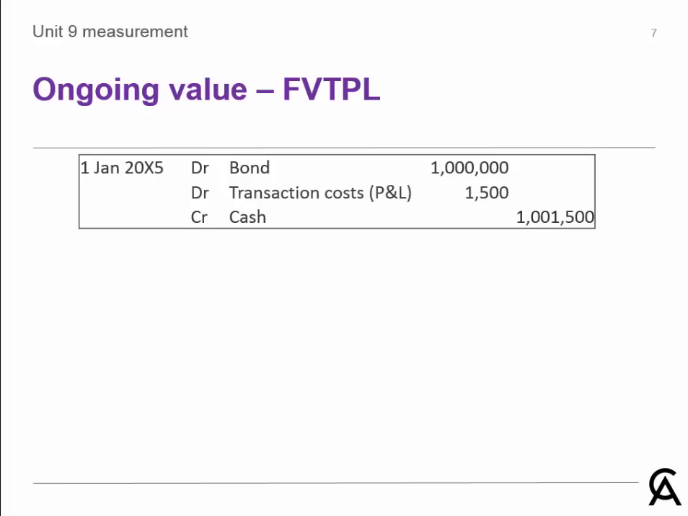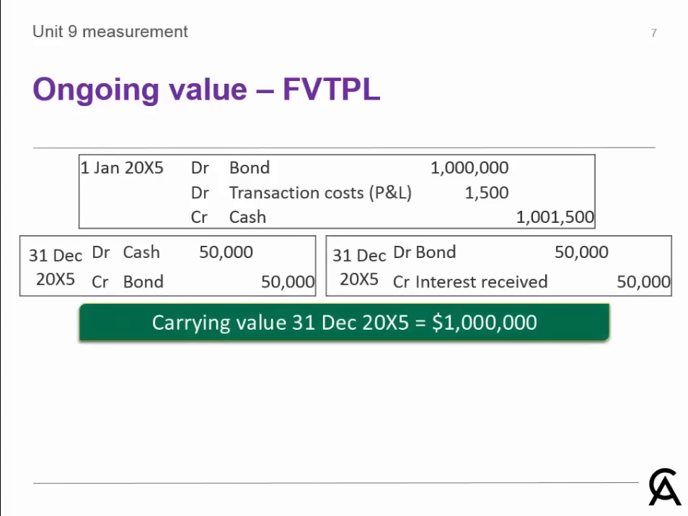This will mean that the effective interest rate calculation will be different, as there are no transaction costs recognised in the initial carrying amount of the asset. The effective interest rate in this case will be the same as the interest rate on the bond, 5%. Here's the new journals and the carrying amount.